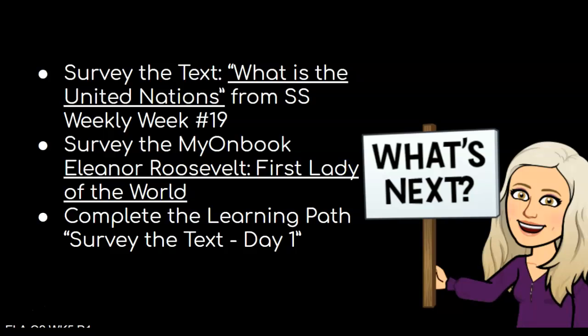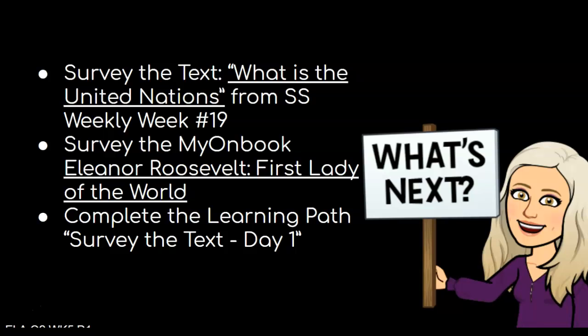So what you're going to do as far as practice here, you're going to survey two different texts. One of the texts is in Social Studies Weekly, so when you see the different steps, you'll have to open up to Social Studies Weekly, week 19. What is the United Nations? You're going to get an idea for what that is, and that'll give us some background knowledge for a lot of what we're going to be learning coming up.